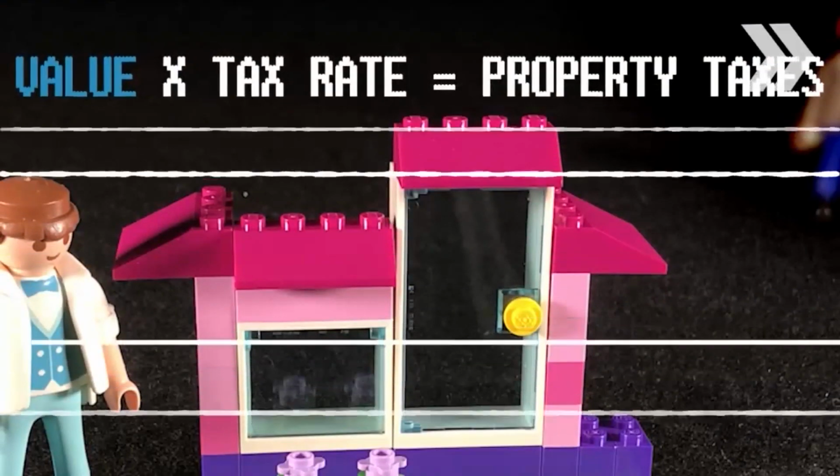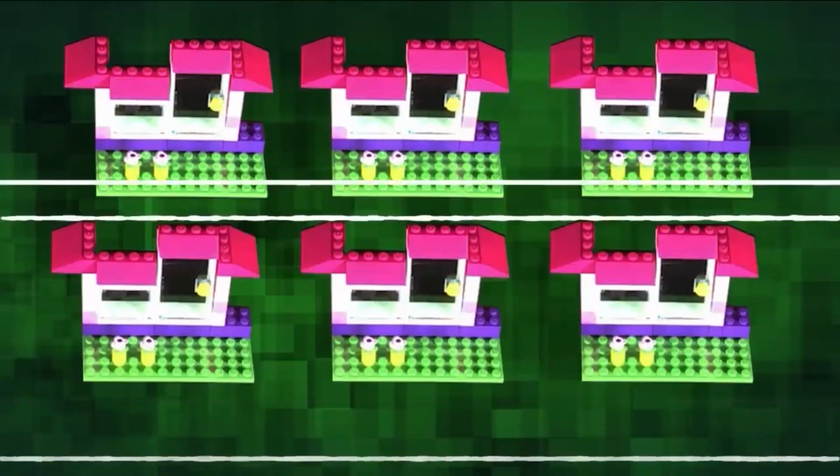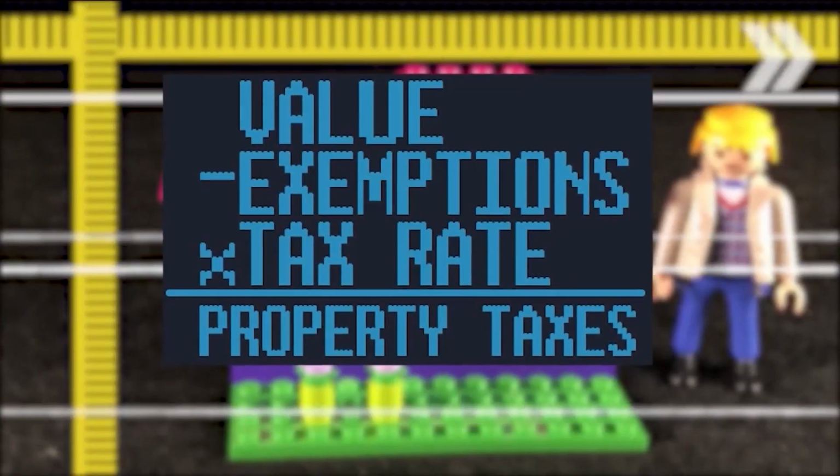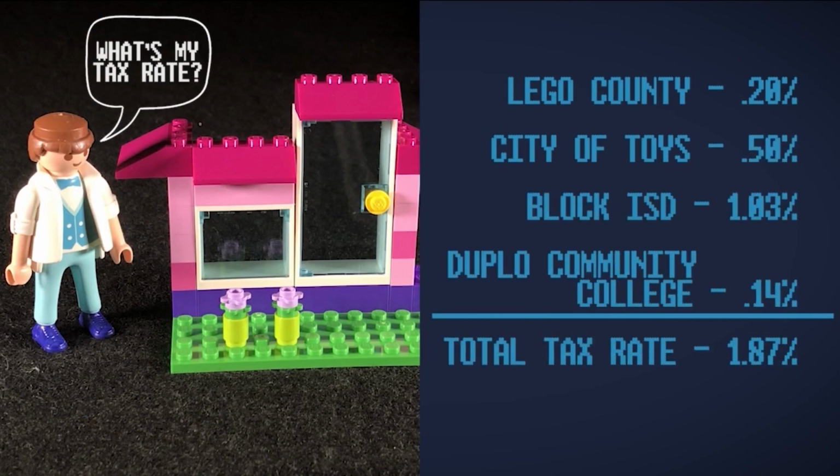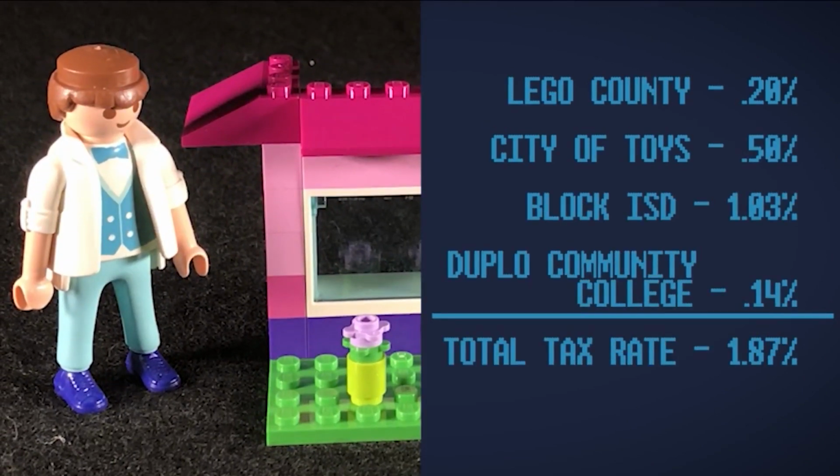Once the value of your property is calculated, you subtract any exemptions and then multiply that number by the tax rate. The total tax rate is calculated by adding up all the tax rates for each taxing entity.